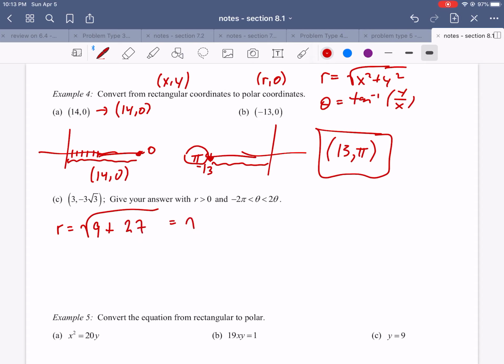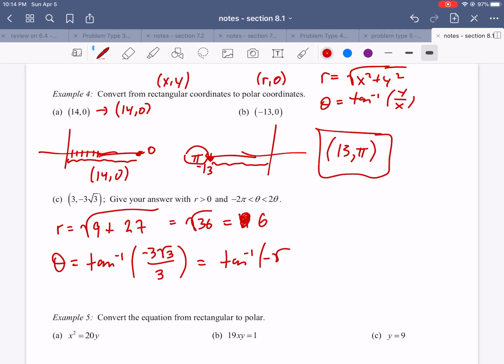9 plus 27 is 36, and so that will be a radius of, not sure where I got 4 from, 6. Square root of 36 is 6, sort of a laughable moment there. So the radius is 6, and to get the angle, we're going to take the inverse tangent of y divided by x. So negative 3 square root of 3 divided by 3, which is going to end up reducing to negative root 3, which will equal negative pi over 3.